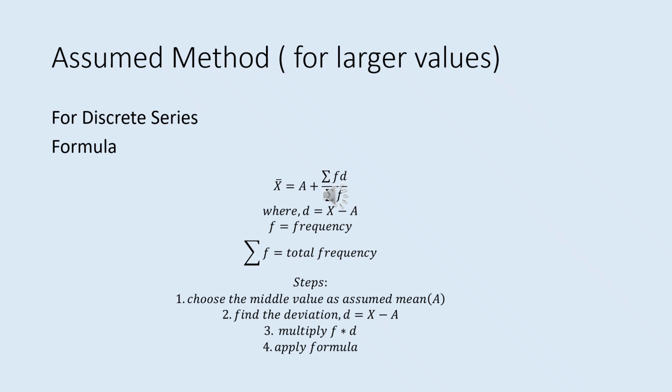The steps to calculate the arithmetic mean by the assumed method are: first we have to choose the middle value as the assumed mean from the given values. Secondly, we will have to find the deviation d, which is x minus a. Third step is to multiply the frequency with the deviation, and the last step is applying the formula x bar is equal to a plus summation of fd by summation of f.